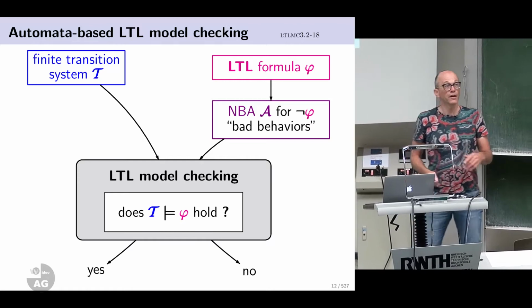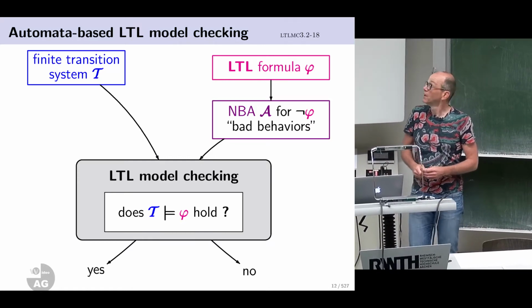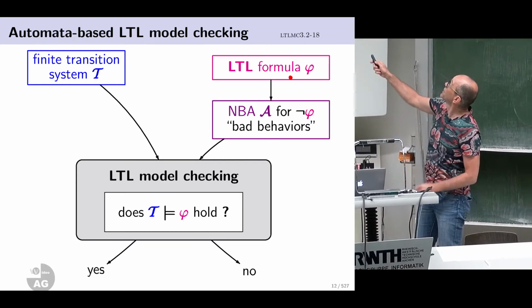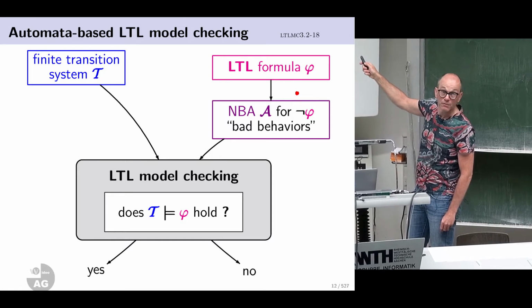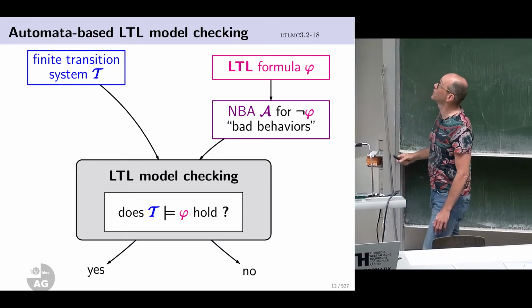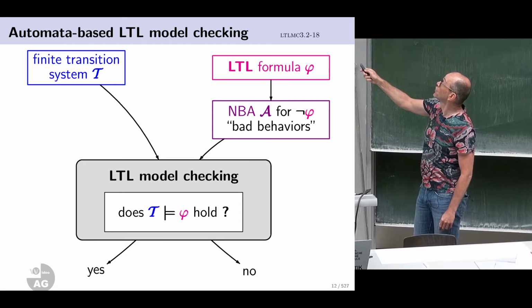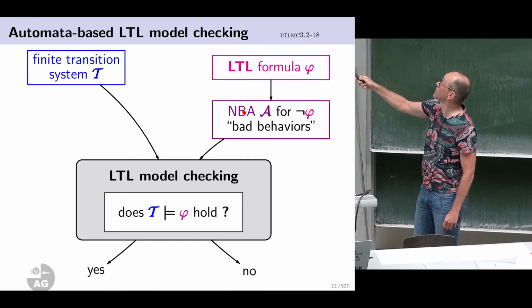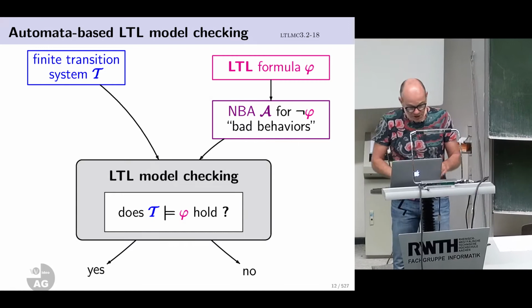The construction I explained to you in the previous lecture quite extensively is that the idea is to transform the negation of the formula, because we are interested in refuting the property. So we take the negation of the formula and we're going to construct algorithmically a non-deterministic Büchi automaton for this formula. So how does this work?